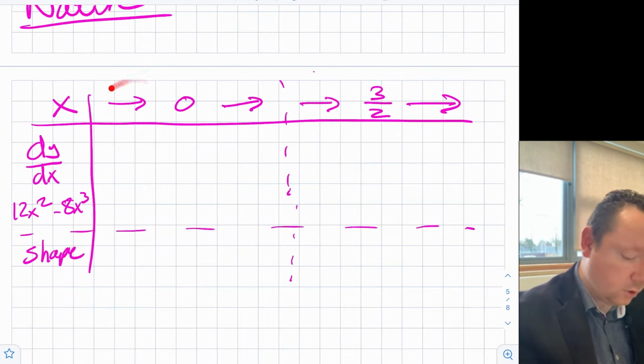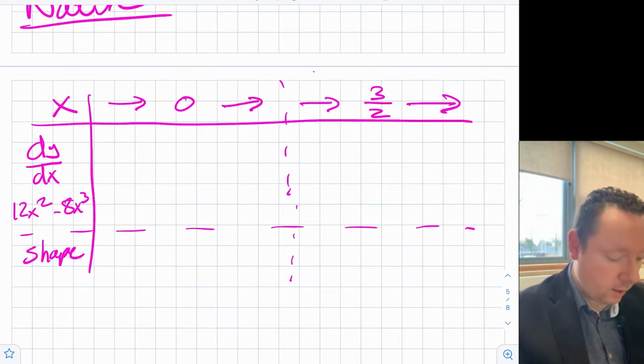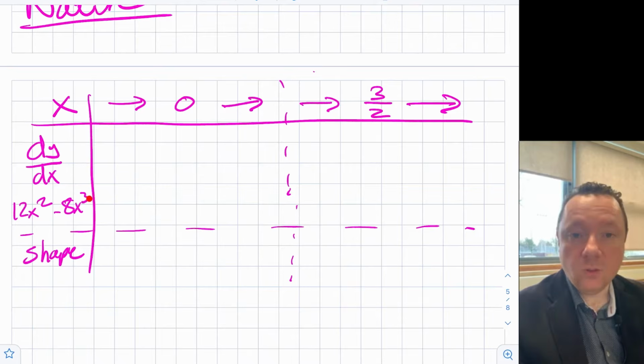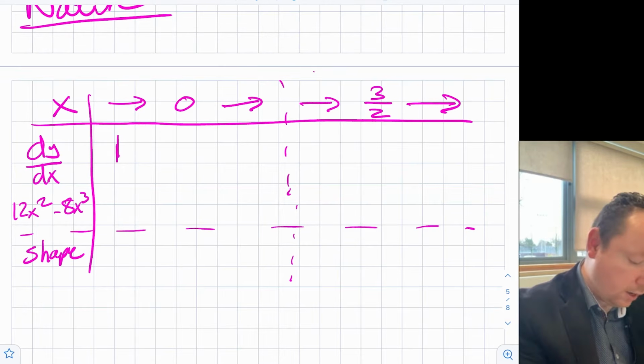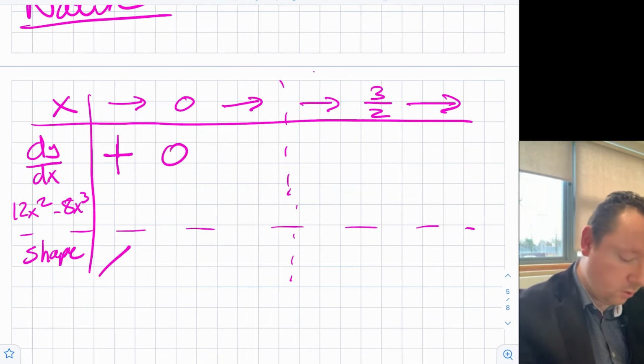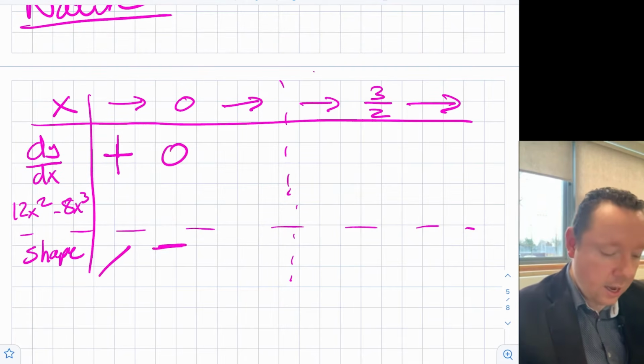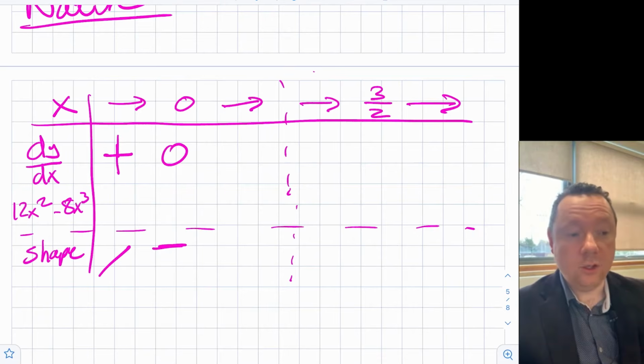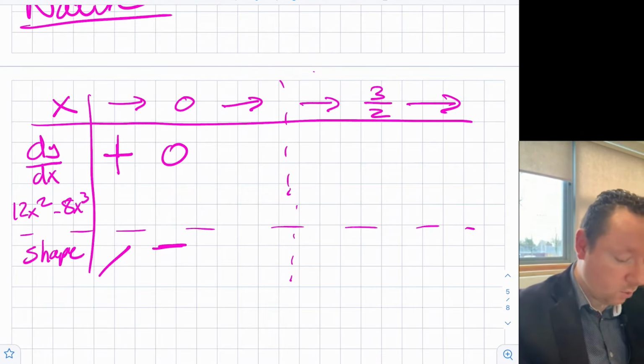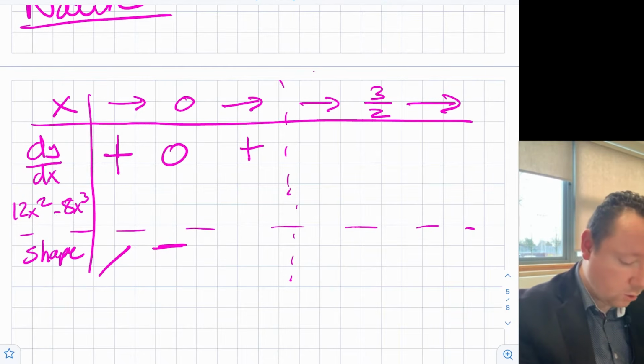So picking a number close to 0, let's pick minus 1. Minus 1 squared is 1 times 12 is 12. Minus 1 cubed is minus 1 times minus 8 is plus 8. 12 plus 8 is positive, it's 20. So we've got a positive answer here, which means the shape is going up the way. At 0 we know it's 0, which means it's going along the way. And a number between 0 and 3 over 2, we could just pick 1. So if we just picked 1, we'll get 12 minus 8, which is also positive. So it's going back up, a rising point of inflection.